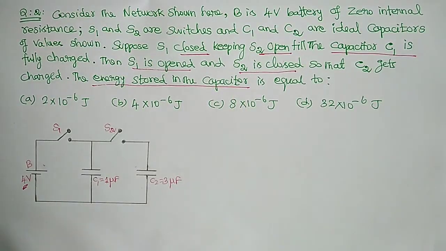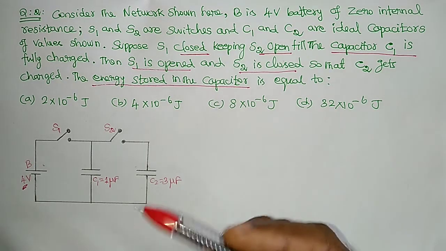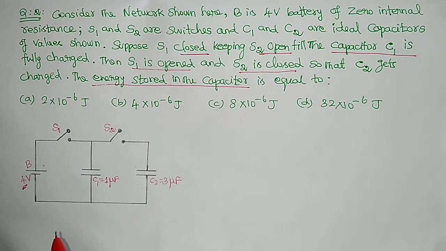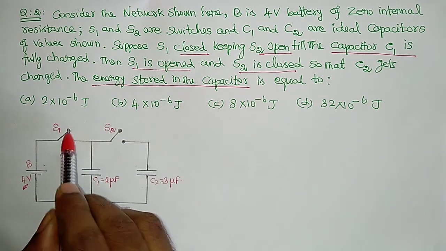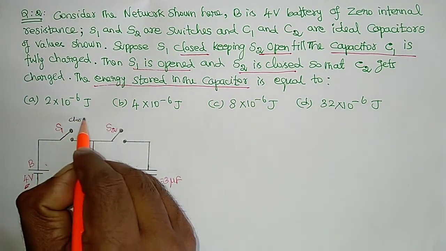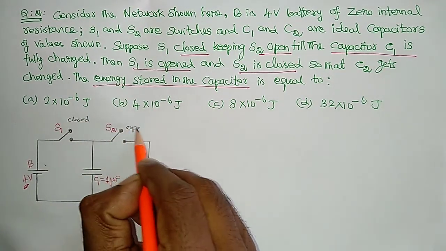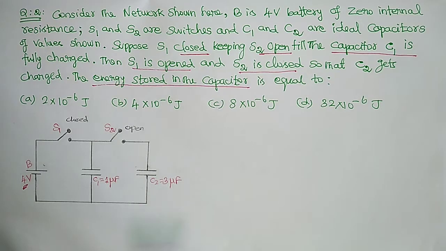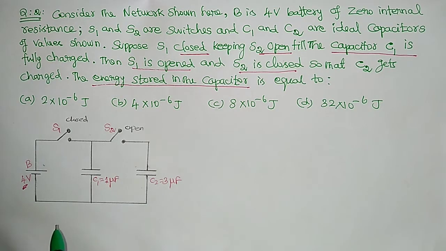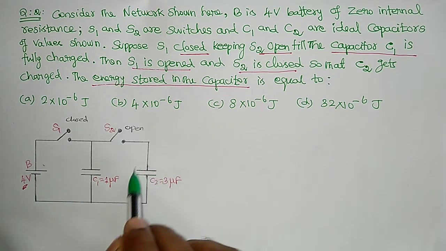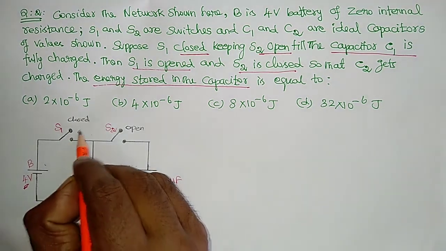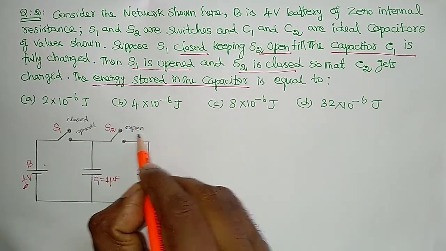This problem seems to be asked in a very different way, so don't get confused with this problem. You can understand it with the help of these switches. The first condition is S1 is closed and S2 is open. If S1 is closed, this circuit is closed, so the capacitor is fully charged. But it is not possible to charge the other one. Now the second condition: S1 is open and S2 is closed.